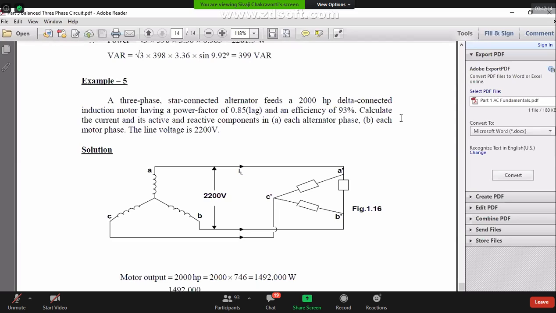This 9.92 degree, the cosine of that here in the impedance, that will be the power factor. You can solve the same problem by converting this star to delta. You can do it at your home. You will get the same result. The same result means the Z impedance will not be the same, but your line current will be the same, because otherwise there is no equivalent connection. So you will find ultimately 3.36 ampere should come.